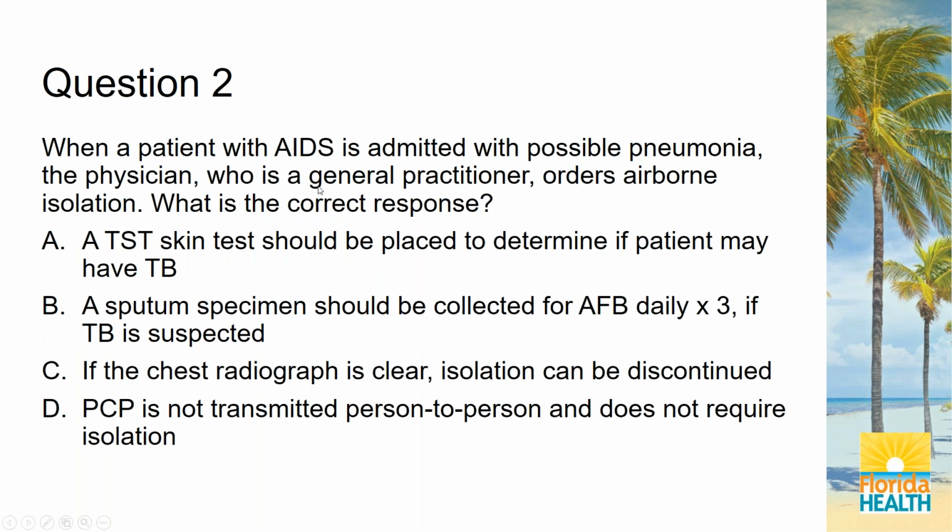Question 2. When a patient with AIDS is admitted with possible pneumonia, the physician, who is a general practitioner, orders airborne isolation. What is the correct response? A, a TST skin test should be placed to determine if patient may have TB. B, a sputum specimen should be collected for acid-fast bacilli daily times 3 if TB is suspected. C, if the chest radiograph is clear, isolation can be discontinued. D, PCP is not transmitted person to person and does not require isolation.